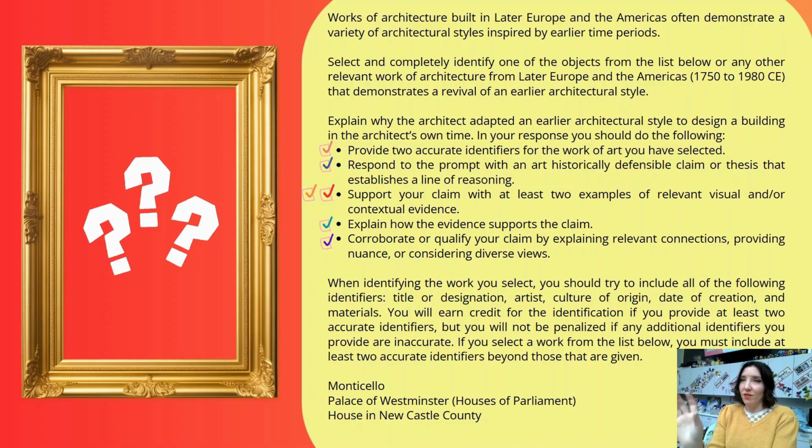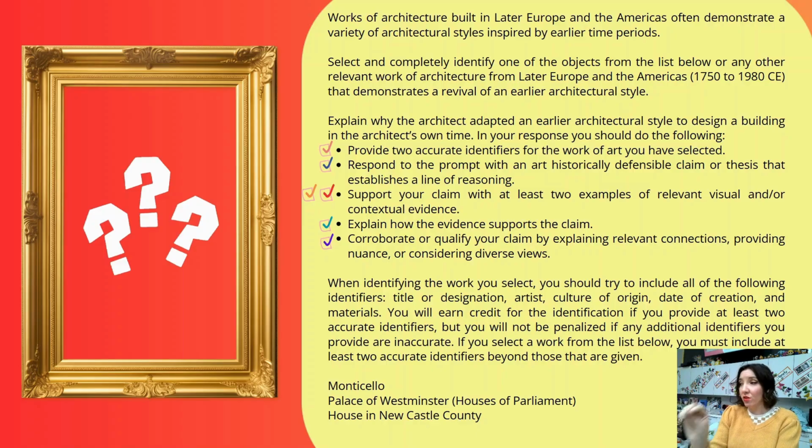It does advise, and this is where I always get nervous, that you can use another architecture piece if you go off the list. It just has to be architecture, it has to be in content area 4, and it still has to demonstrate a revival of an earlier architectural style. That doesn't leave a lot of wiggle room, so keeping it here with Monticello, Palace of Westminster, or House in Newcastle County is much better, much safer. Try to stay on the list. Only in the worst case scenario, go off the list.